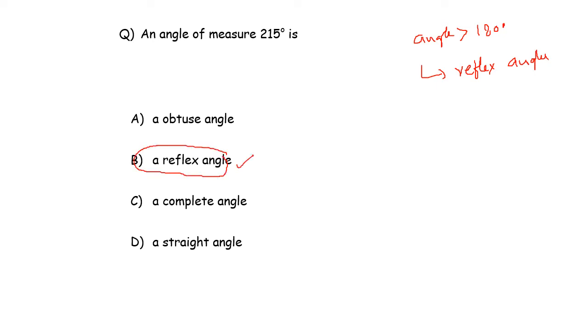This is the answer. Because a straight angle is for 180 degrees, a complete angle is for 360 degrees, an obtuse angle is for more than 90 but less than 180, right? And if it is more than 180, that's called a reflex angle.